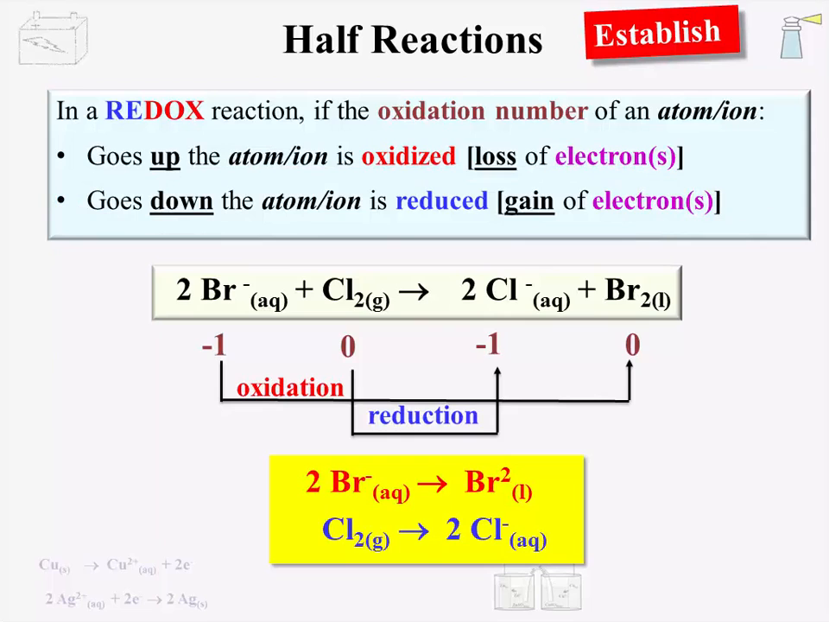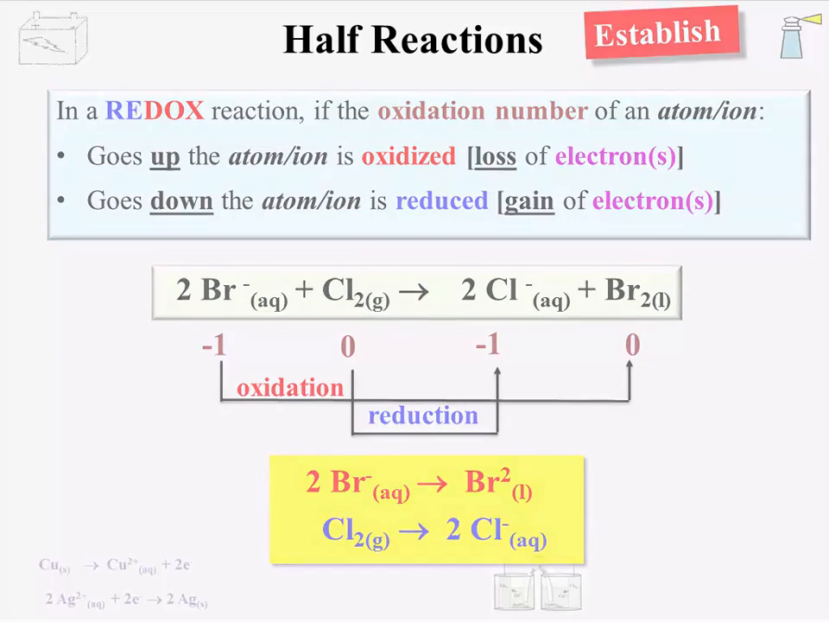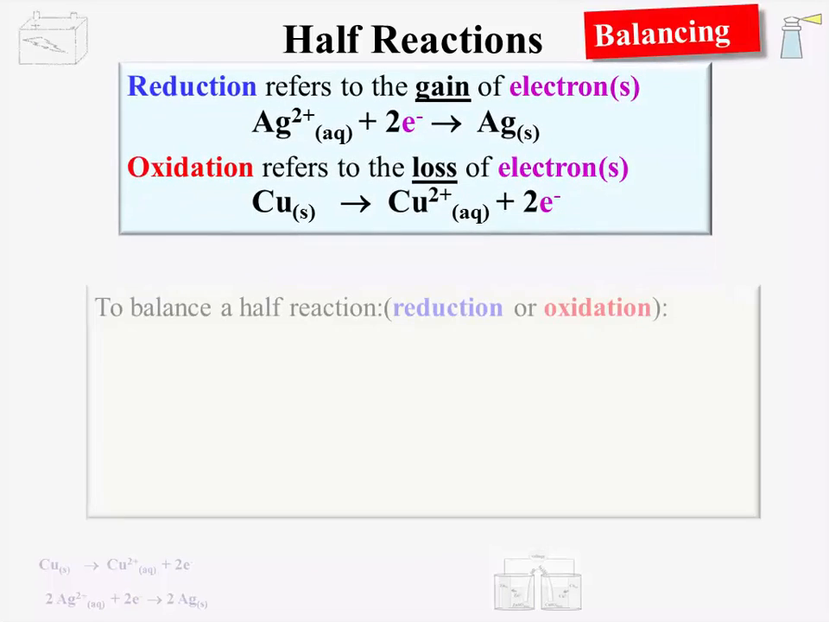Now that we have a means of getting a half reaction, how do we balance them? The process is the same for reduction or oxidation half reactions, and we will focus on balancing under acidic conditions. Later, there'll be a small modification for handling basic conditions.